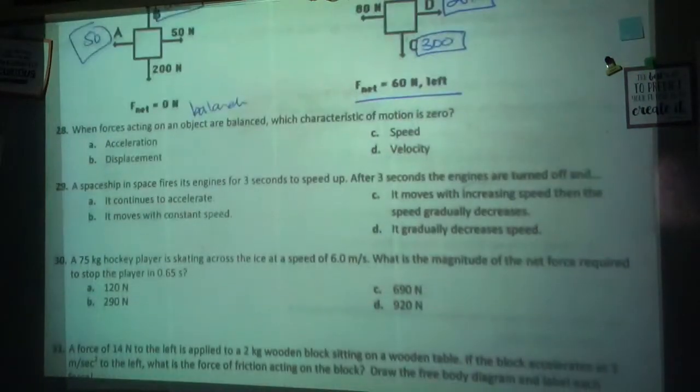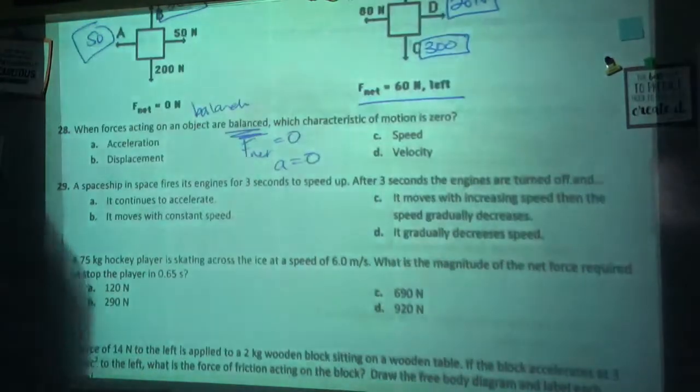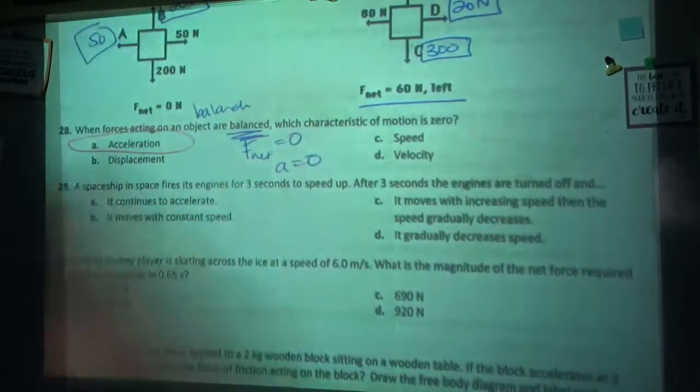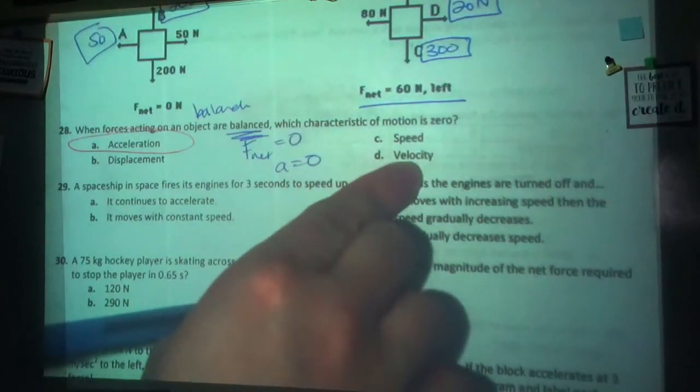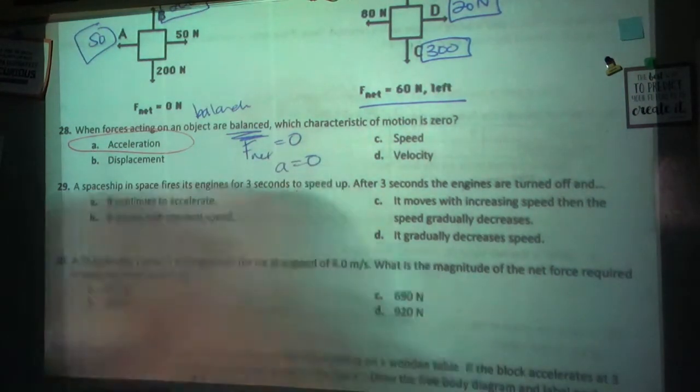28, when the forces are balanced, what is 0? Well, you know your net force would be 0, and your acceleration would be 0, so that means A. Your speed and your velocity do not have to be 0. They have to be constant, they can't be changing, but it can still have a speed.